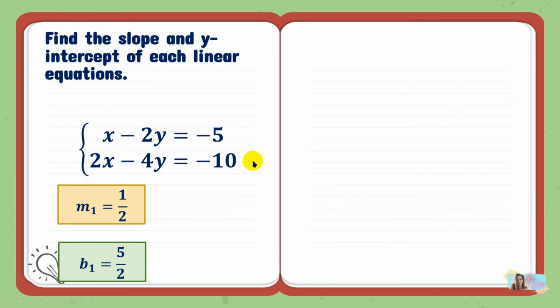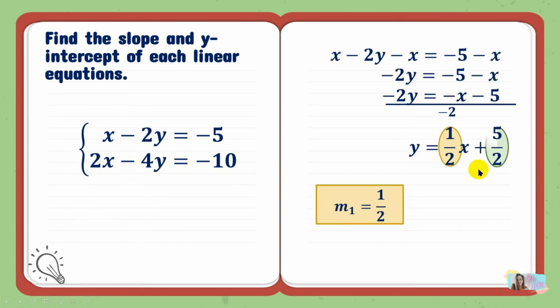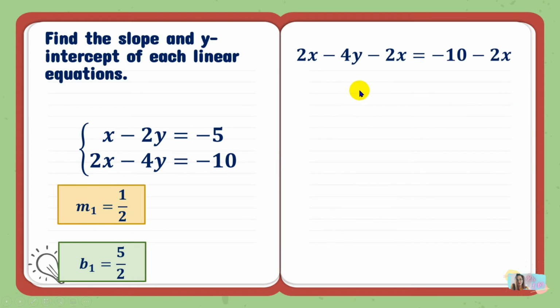Now, for the second slope and the second y-intercept, we have to rewrite also the second linear equation, 2x minus 4y is equals to negative 10. Additive inverse of positive 2x, that is negative 2x. So, we have to add that on both sides of the equation. So, ang matira po dito sa ating left is negative 4y.